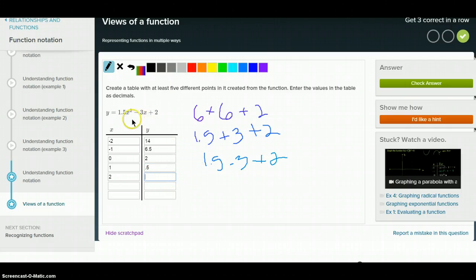And then 2 squared is 4, times 1.5 is 6. And then negative 3 times 2 is negative 6, and then plus 2 is 2.